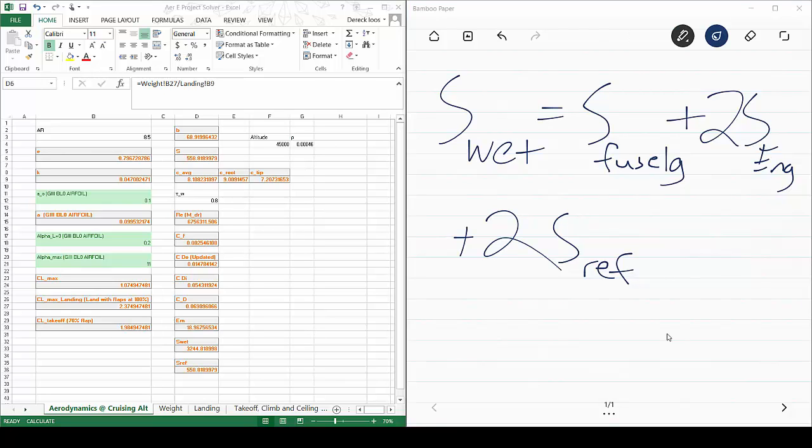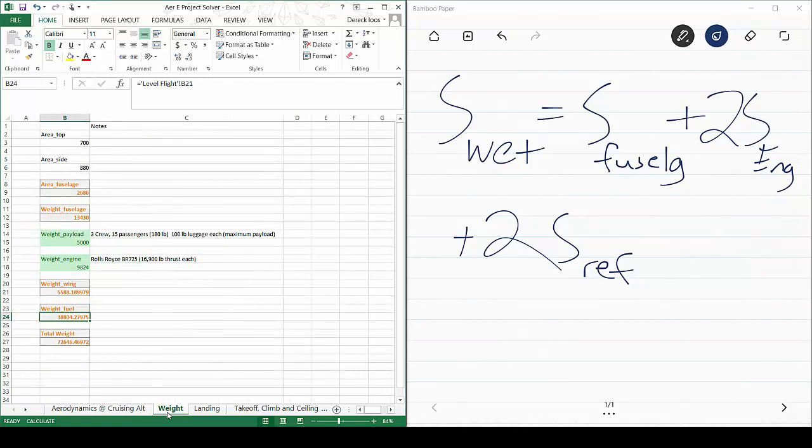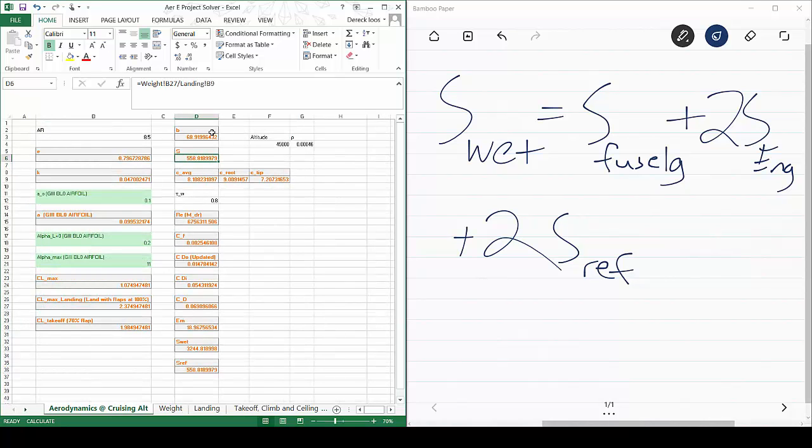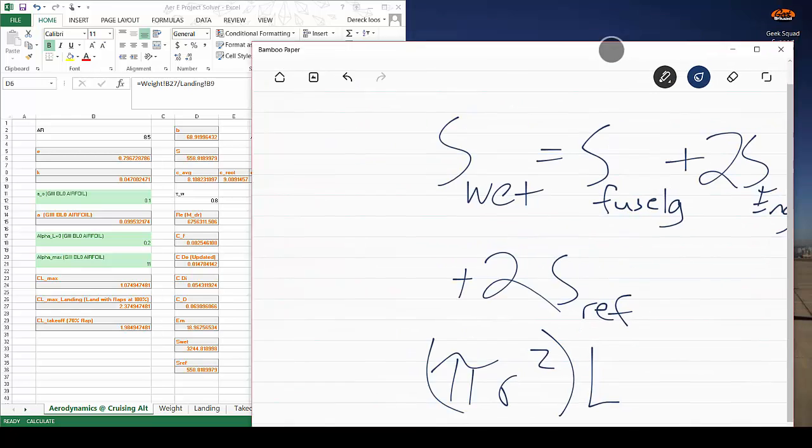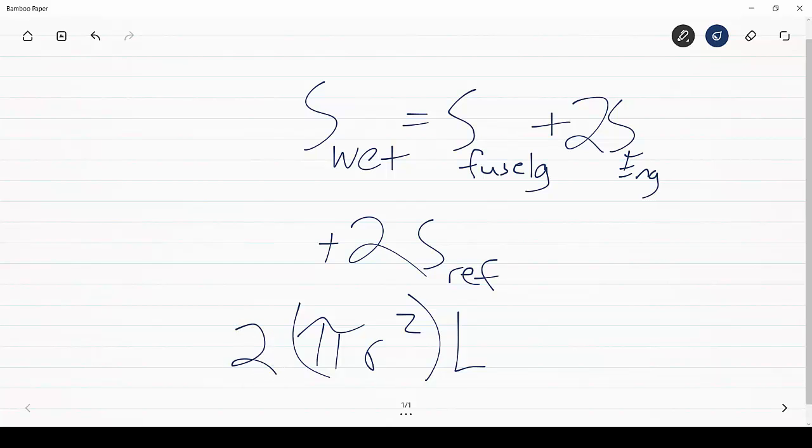So to get S wet, all you're going to really need to do is take the surface area of your fuselage, which you did solve for in the weight section over here. So you take the area of your fuselage and you can add that to the S value over here times 2. And then to find the area of each of your engines, you can take a rough estimate and solve for the surface area of a cylinder. So basically you could do pi r squared and multiply that times the length of your engine, and then you would have the surface area of that, and all you would need to do is multiply it now times 2. So there you have that.